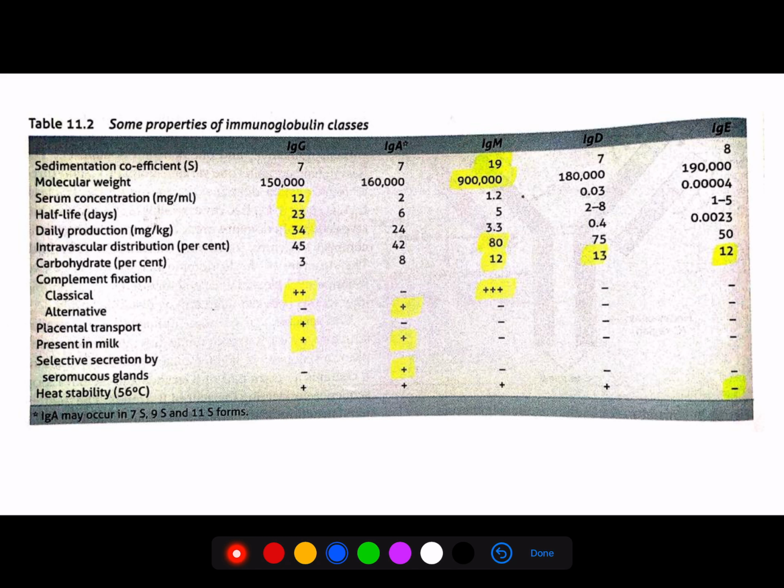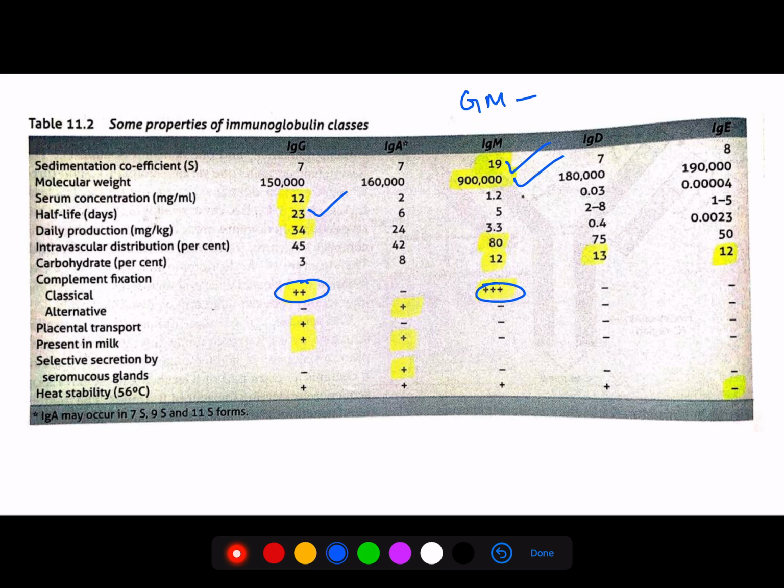So this is important, they can ask you the questions. Sedimentation coefficient is highest for 19S. They can ask you molecular weight is highest for, lowest for. Half-life of IgG is the most commonly asked question. Similarly, what are involved in the classical pathway? The classical pathway most commonly involves GM.